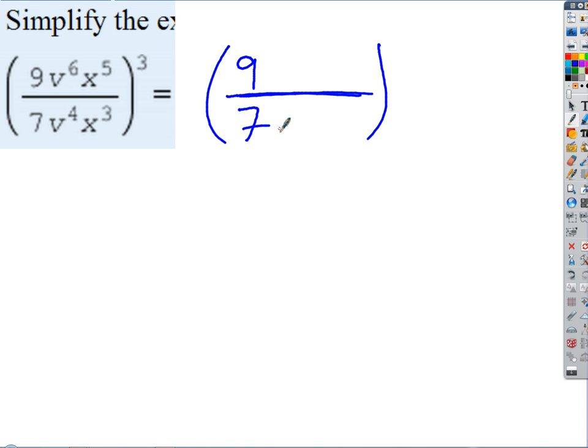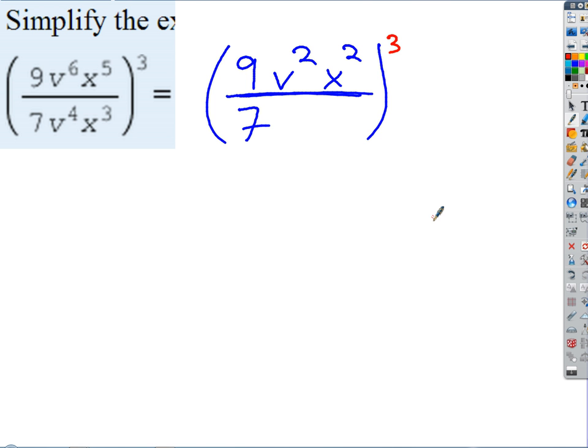What about the V? What do we do with the V? Okay, I heard 2 correct things there. Keep it on the top because the exponent is bigger on the top, and we'll subtract the bottom exponent, right? So we end up with V to what power? Squared. So what about the X's? Okay, on top, squared. Same thing, right? 5 minus 3 gives us 2.